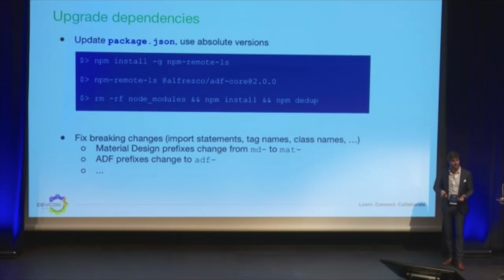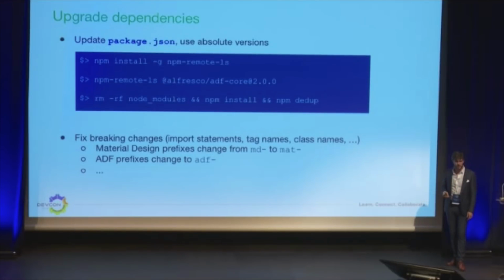If you want to know the dependencies that ADF uses, and you do not have a project generated from scratch with the app generator, then you can find out with the npm remote ls tool. You basically can list all dependencies from any library in npm. It will give you the list, and then you can put that in your package.json file.